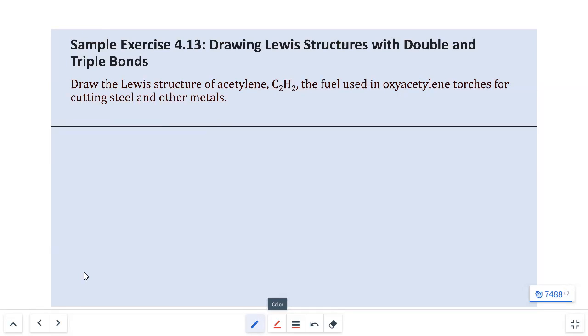Okay, let's look at another example. This time I have acetylene, C2H2. So step 1, I've got 4 for carbon, and there are 2 of those. And I've got 1 for hydrogen, and there are 2 of those. 4 times 2 is 8, plus 2 more is 10 electrons. Now, this one's a little bit more complicated for a couple of reasons. First of all, there is no single center atom.